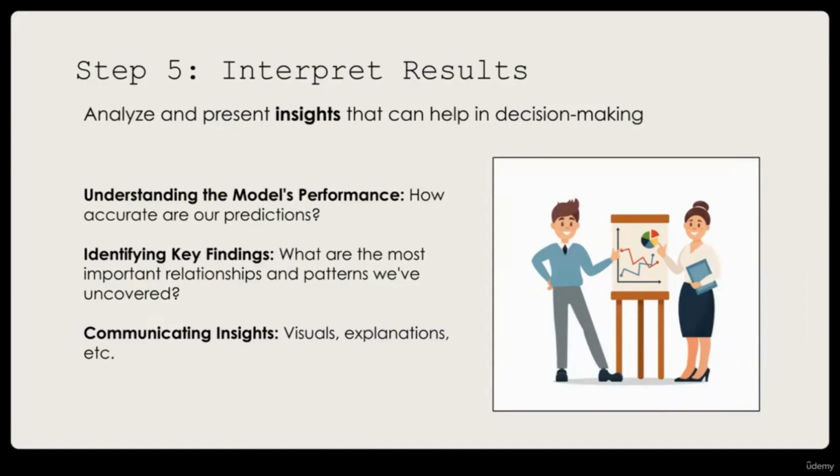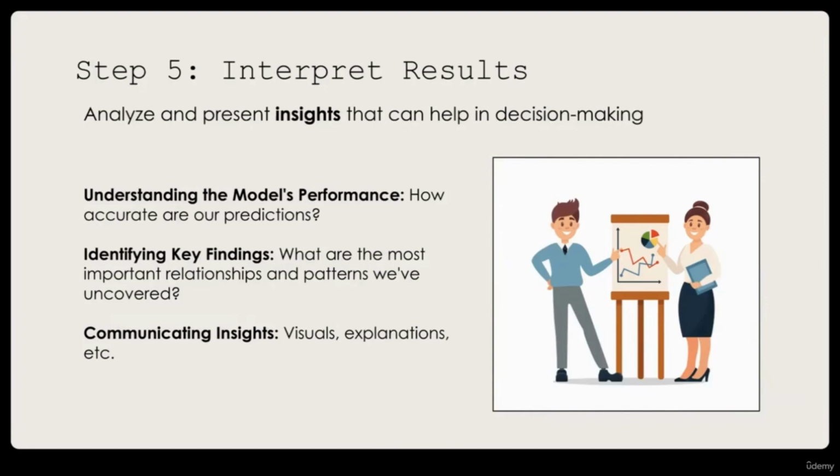Next up, our last step is interpreting our results. This means we want to analyze and present insights that can help in decision making. This allows us to come up with visualizations and translate them into meaningful insights. And this can help people in general make better decisions, not just you. So first off, we can think about understanding a model's performance. Let's say you've created a model, and you might want to interpret it and think about how accurate our predictions are. This way you can test your model and see what comes up.